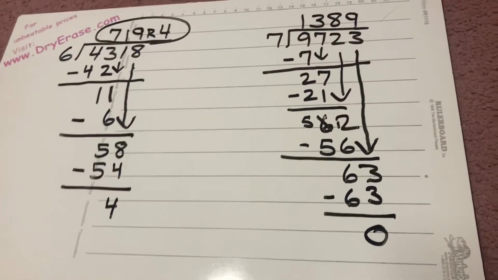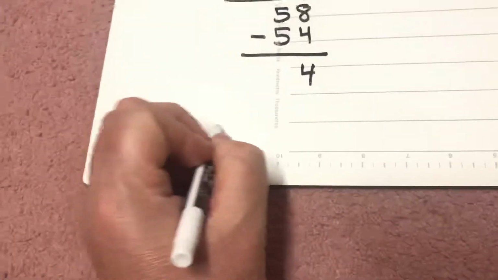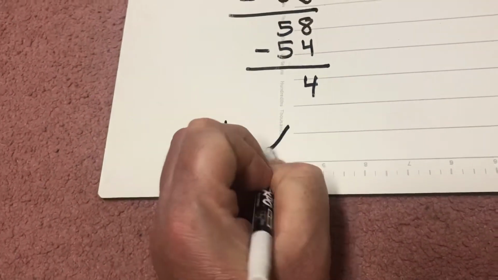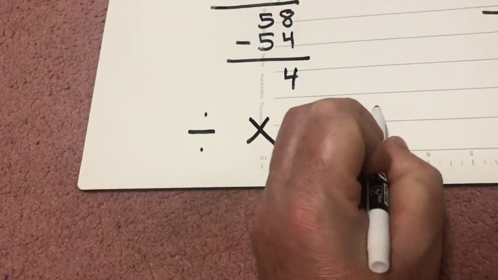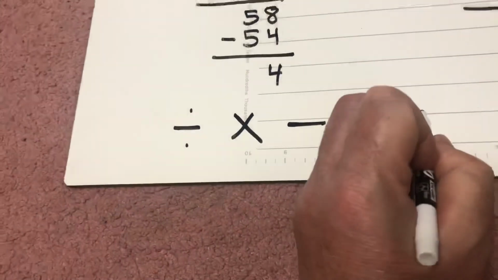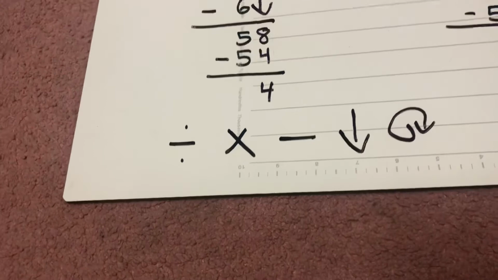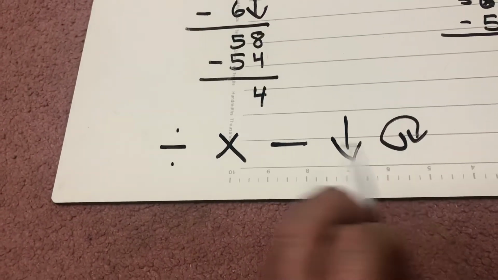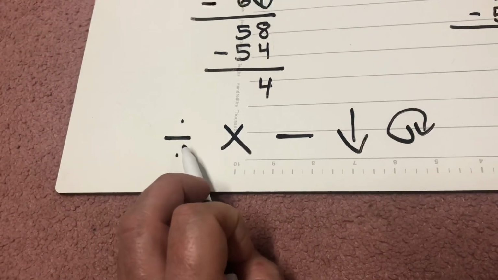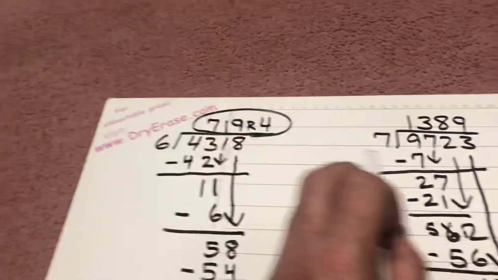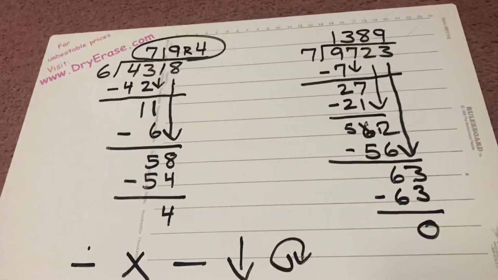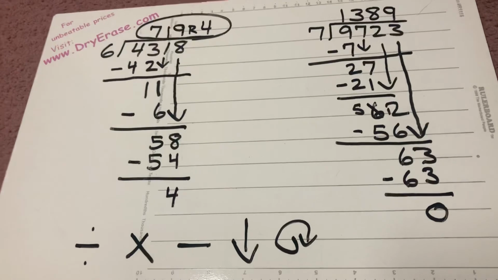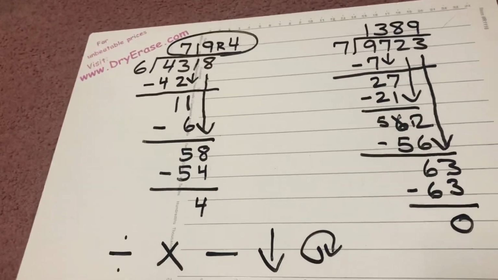The key is remembering that order, and I'm going to write it down here again. Divide, multiply, subtract, bring down, start over. And if I can start over, I've got to divide. And every time I divide, I've got to write a number up here in the top. All right, here's an example where there was no remainder. Sometimes there's no remainder. Sometimes there will be a remainder.